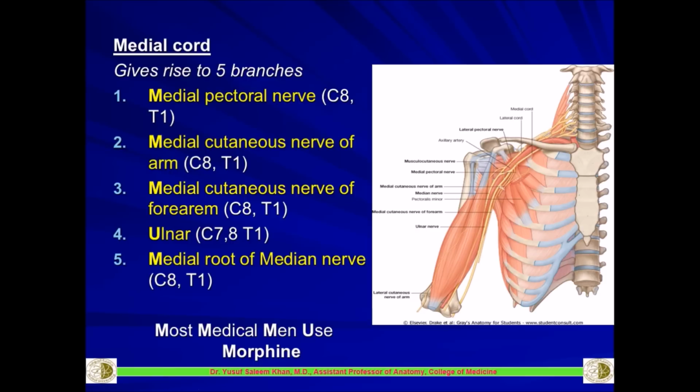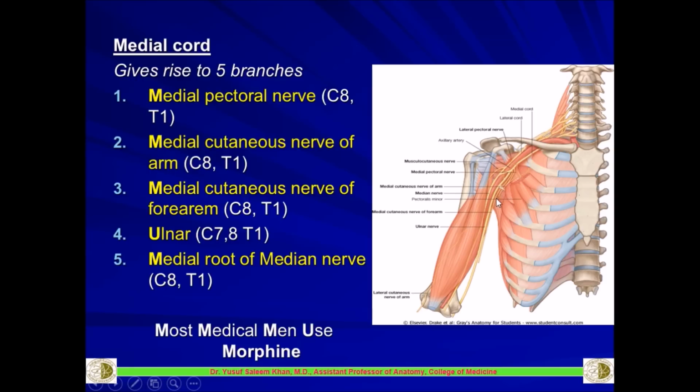Then we have something called the medial pectoral nerve. We have seen that the lateral cord will give the lateral pectoral nerve. This medial cord will be giving the medial pectoral nerve. Then we have the medial cutaneous nerve of the arm. These are thin nerves, if you can see here. This is called the medial cutaneous nerve of arm, which will be supplying a small part of the skin of the arm. Cutaneous means skin. These are cutaneous nerves.